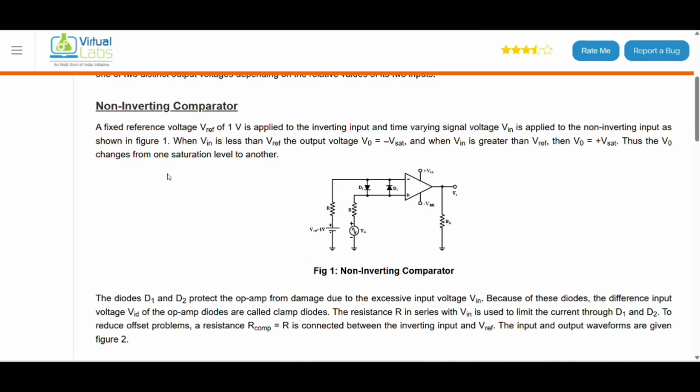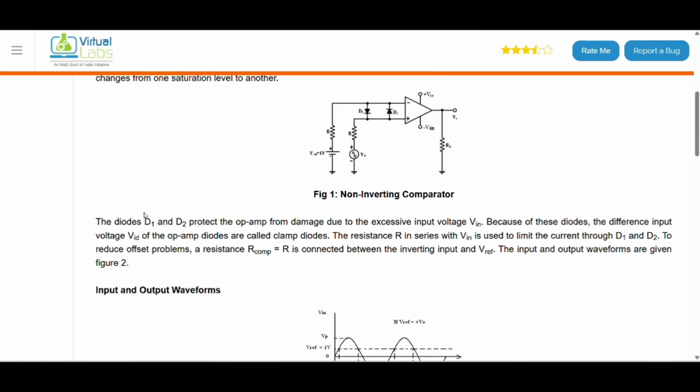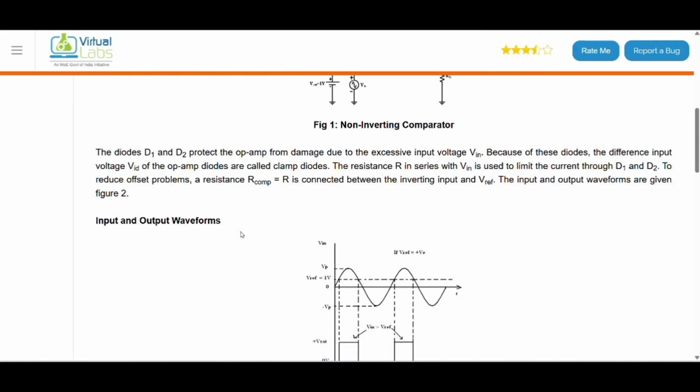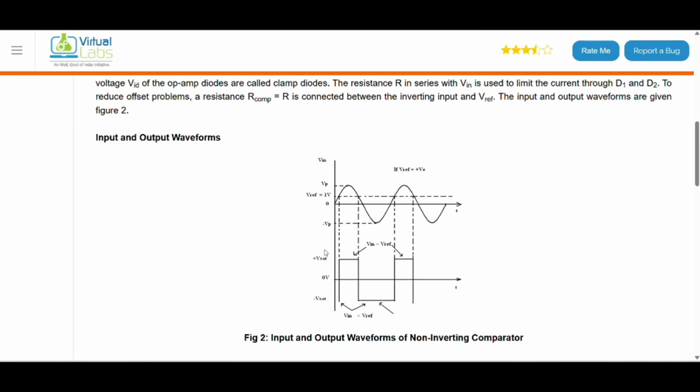Here's the circuit diagram of the non-inverting comparator. The diodes D1 and D2 protect the operational amplifier from damage due to excessive input voltage V input. Because of these diodes, the differential input voltage VID of the operational amplifier is limited; the diodes are called clamp diodes. The resistance R in series with V input is used to limit the current through D1 and D2. To reduce offset problems, a resistance R compensation equal to R is connected between the inverting input and V reference. The input and output waveforms are given in figure 2. So this is the input and output waveforms of the non-inverting comparator.